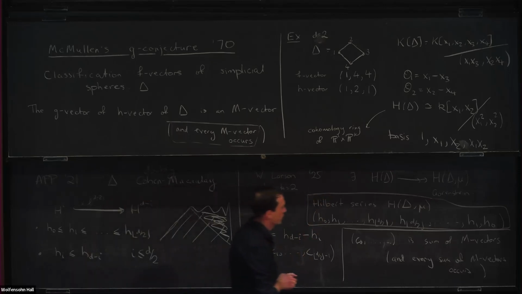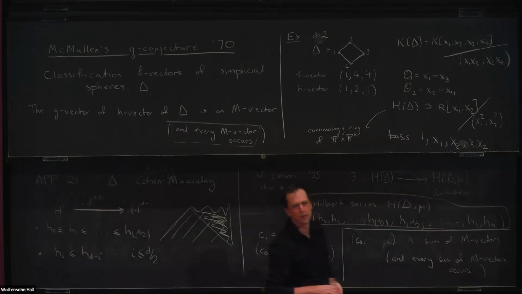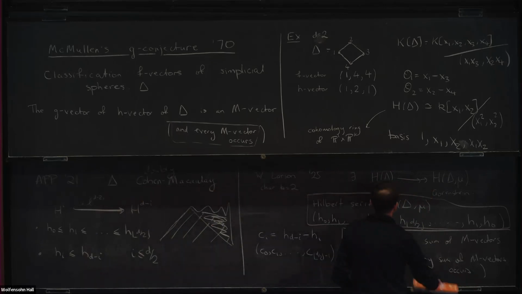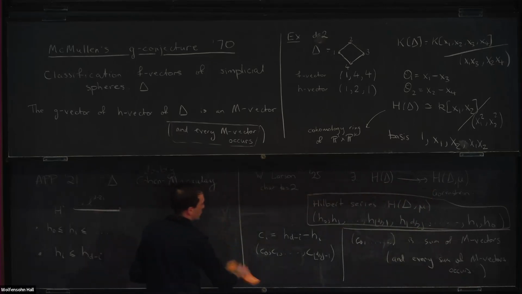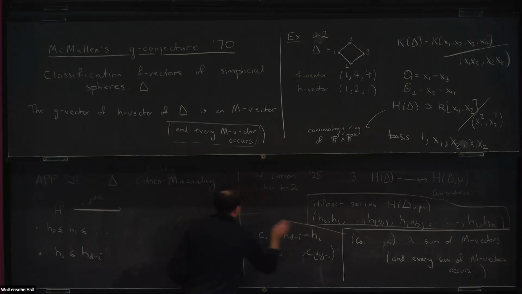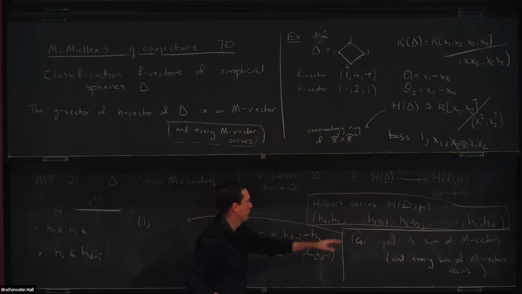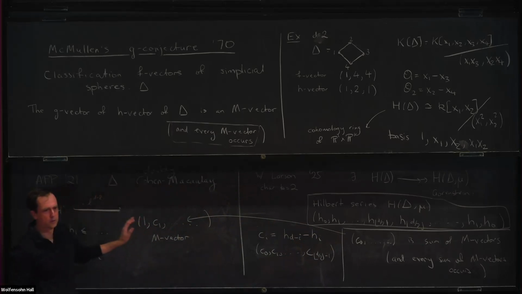A sum of m vectors just means I take two m vectors and I can add them component-wise. But instead of saying a sum of m vectors, I could have said that if I replace the first entry by 1, C1, and keep the rest of them, then this is an m vector. I could have said that instead.